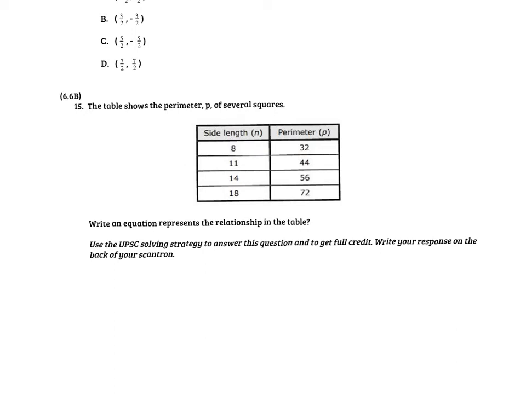15. The table shows the perimeter P of several squares. Side length N: 8, 11, 14, 18. Perimeter P: 32, 44, 56, 72. Write an equation that represents the relationship in the table. Use the UPS check solving strategy to answer this question and to get full credit. Write your response on the back of your Scantron.